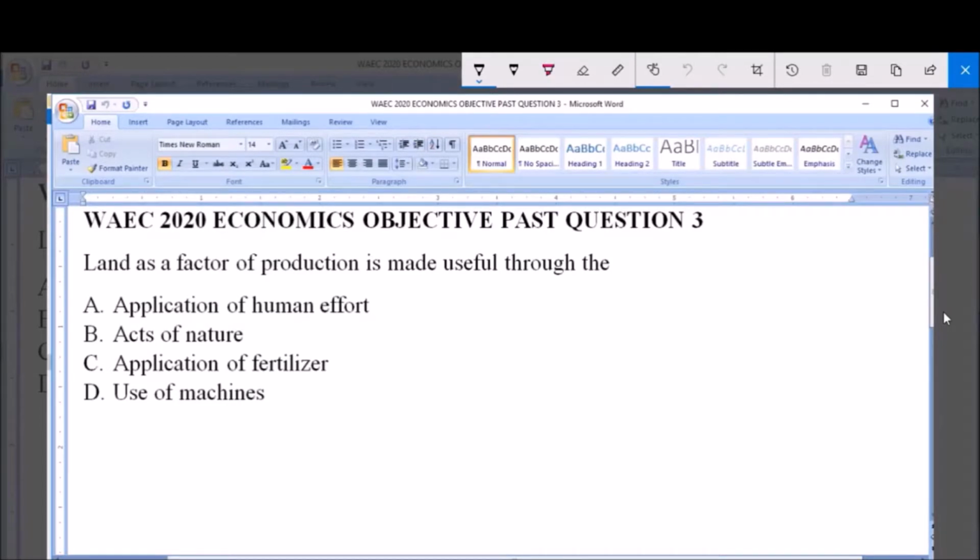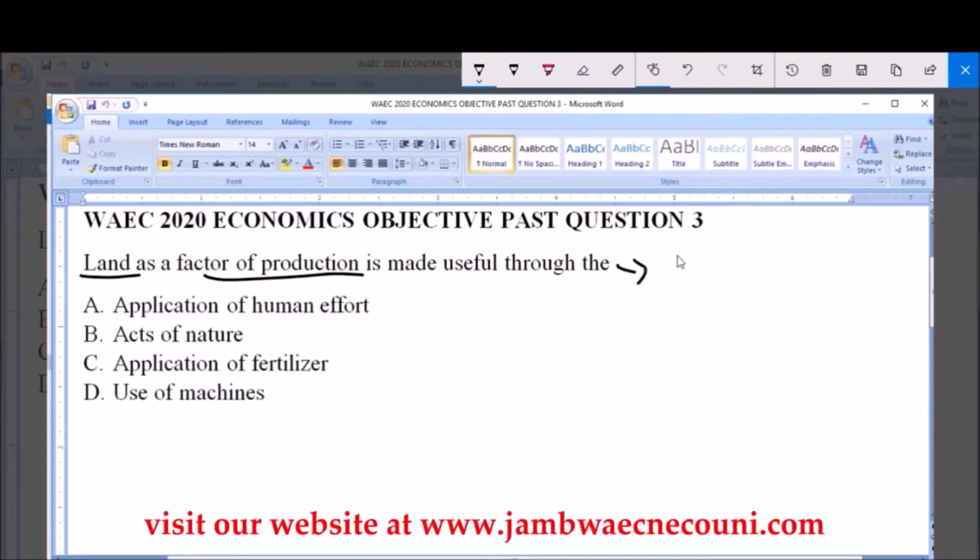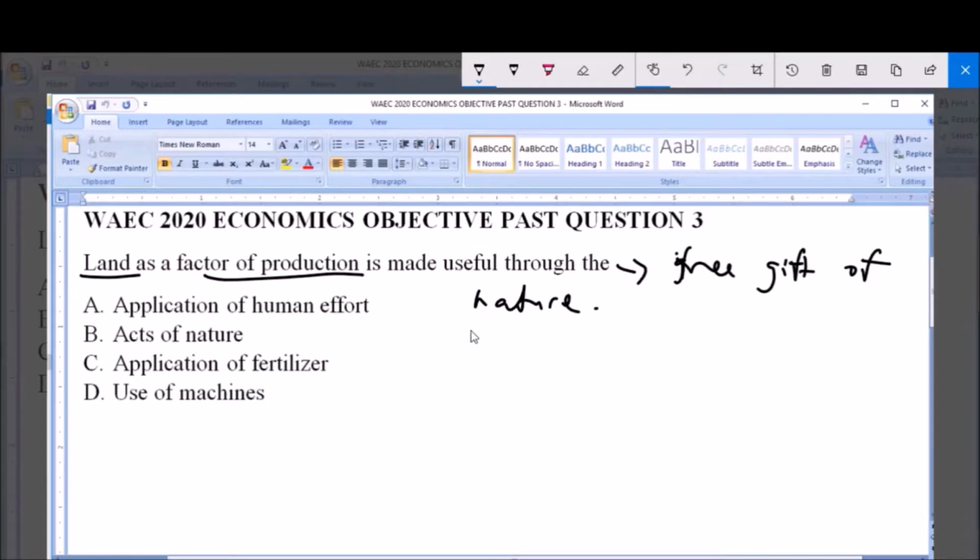Land as a factor of production is made useful through the A. Application of human effort, B. Acts of nature, C. Application of fertilizer, D. Use of machines. Now, land as a factor of production, as it relates to economics, is defined as a free gift of nature. Okay, this means that land is not manufactured, but rather it is a free gift of nature.